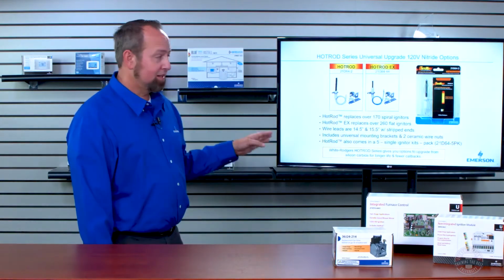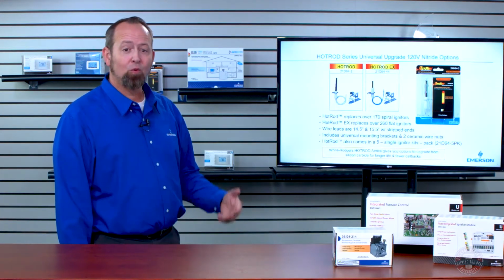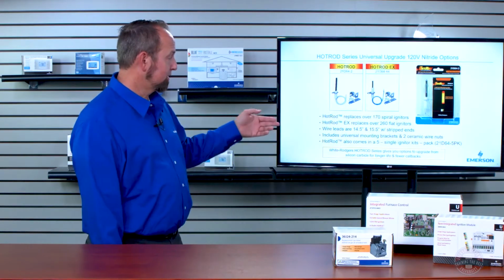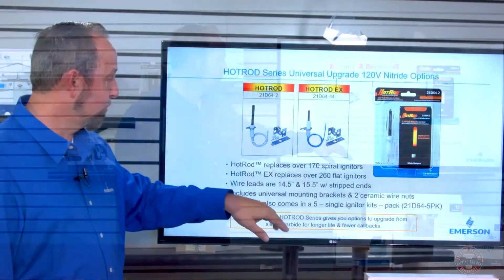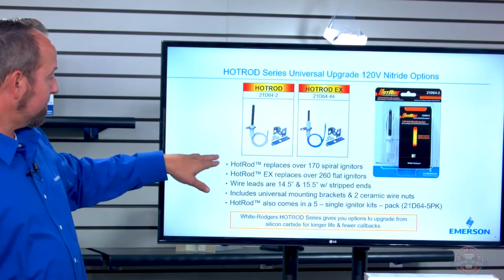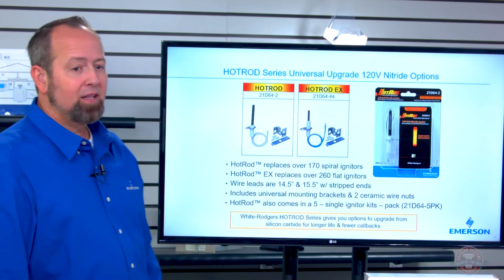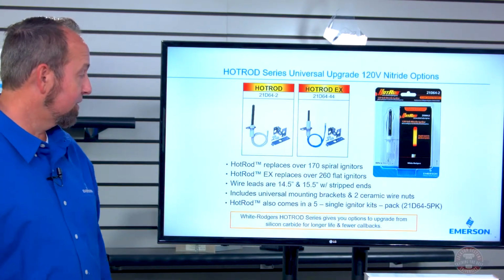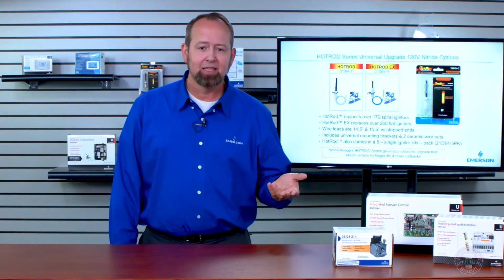The final slide here that I have on the universal hot rod is just a little bit of an overview of what that hot rod is comprised of, both the 21D64-2 and -44. And again, the hot rod itself replaces over 170 spiral igniters. The hot rod EX would cover 260 flat igniters. The wire leads are universal leads that are 14.5 inches for the hot rod and 15.5 inches for the hot rod EX. And they would also have wire nuts.